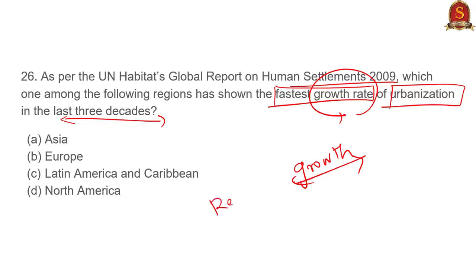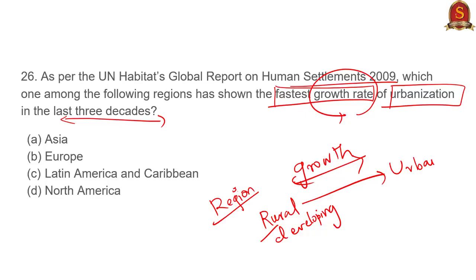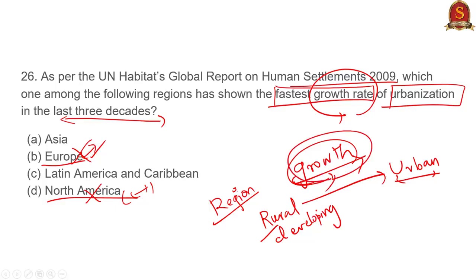So, any region or any area, if it is mostly rural or mostly developing, then that region will move towards an urban settlement pattern. That obviously will happen, because you're talking about growth, you're not talking about percentage. Look at it. Europe and North America. You definitely know that Europe is already a developed region with a large urban population. North America and Europe got urbanized in the early part of the 20th century itself. So both of them cannot have high growth rates because they've already reached saturation.